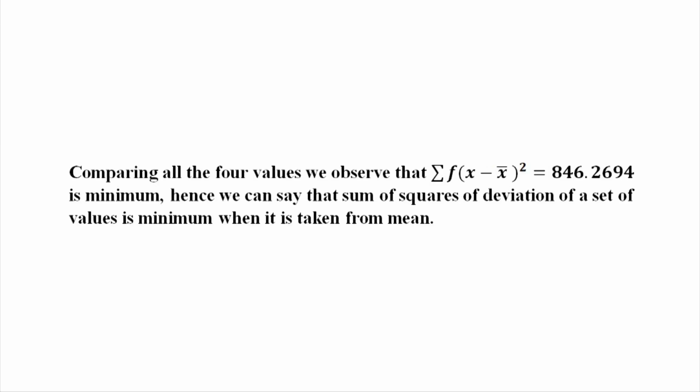Comparing all the 4 values, we observe that summation f into x minus x bar whole square, which is equal to 846.2694, is minimum. Hence, we can say that sum of squares of deviations of a set of values is minimum when it is taken from mean.